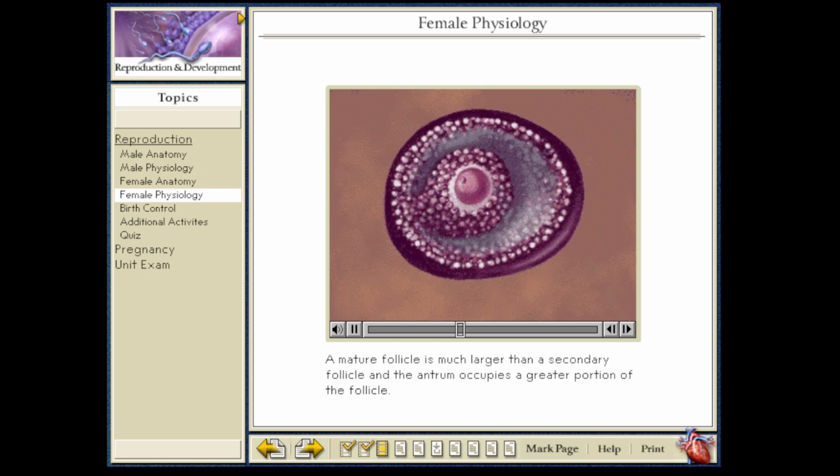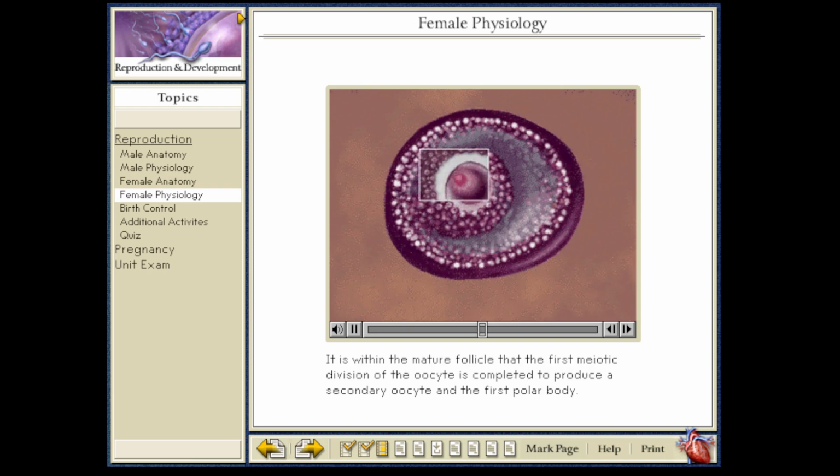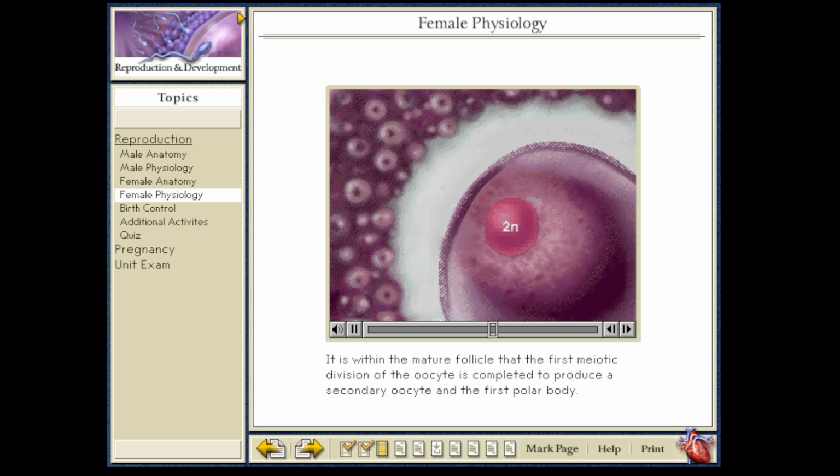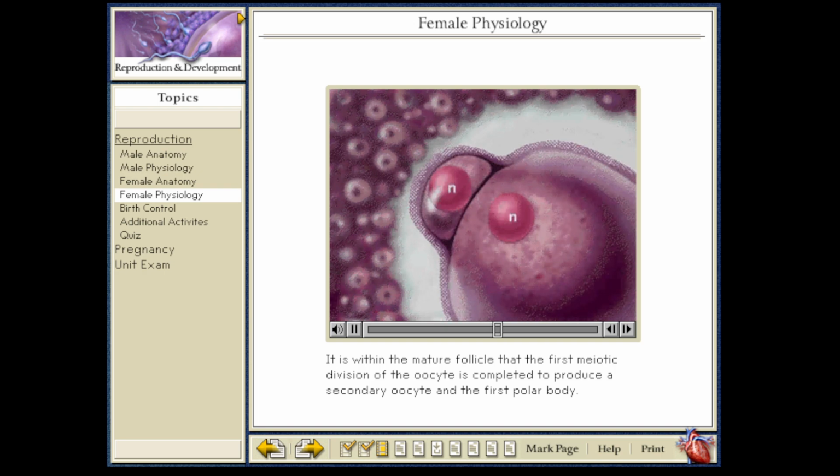A mature follicle is much larger than a secondary follicle, and the antrum occupies a greater portion of the follicle. It is within the mature follicle that the first meiotic division of the oocyte is completed, to produce a secondary oocyte and the first polar body. The secondary oocyte receives most of the cytoplasm from the cell division. However, the nuclei and the chromosomes are divided equally.